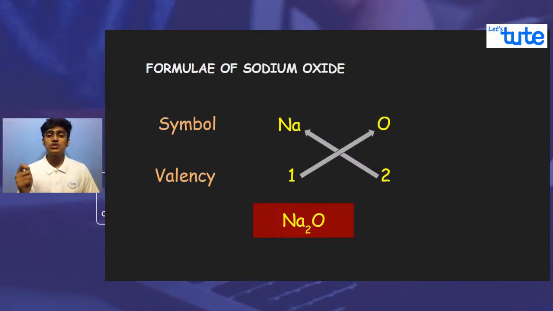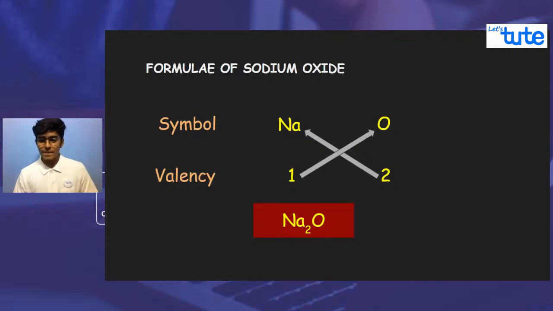But what about oxygen? The atomic number of oxygen is 8, so it will have 2 and 6 electrons. The outermost shell will have 6 electrons, and to find out the valency, it needs only 2 electrons to complete its octet. The outermost shell requires only 2 electrons to complete it. Therefore the valency of oxygen will be 2. So I hope your doubt has been cleared.